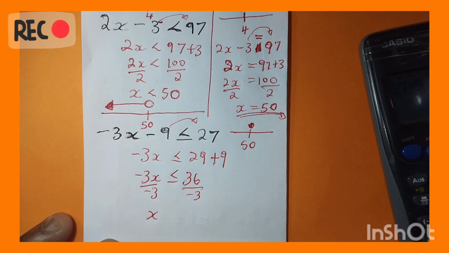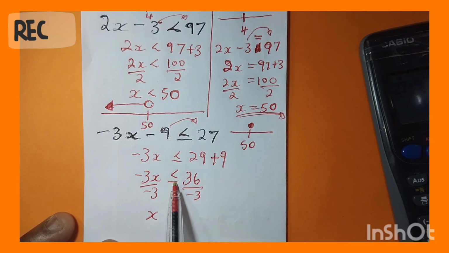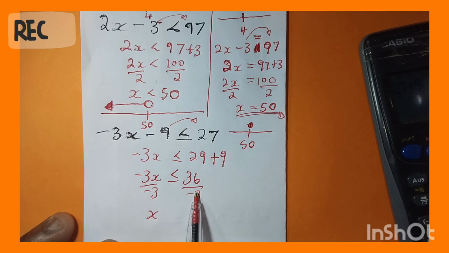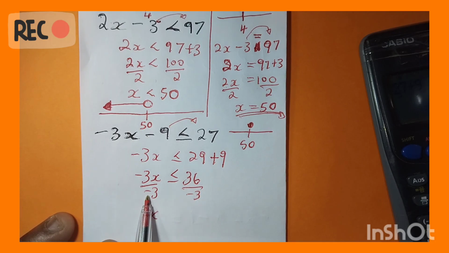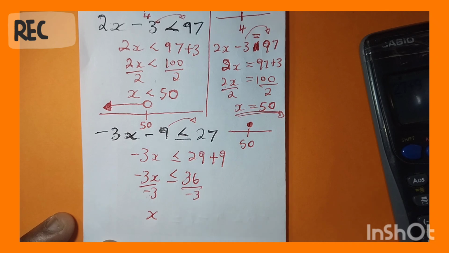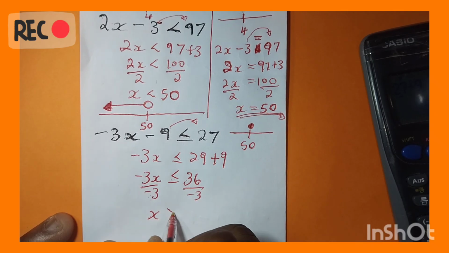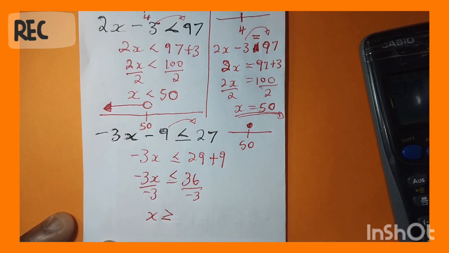But now guys, you should be careful. If you are dividing with a negative number, the inequality sign will change. If you divide or you multiply both sides by a negative number, you should know that the inequality sign changes. Please guys, keep that in mind. This inequality sign will change direction, pointing on the right hand side.